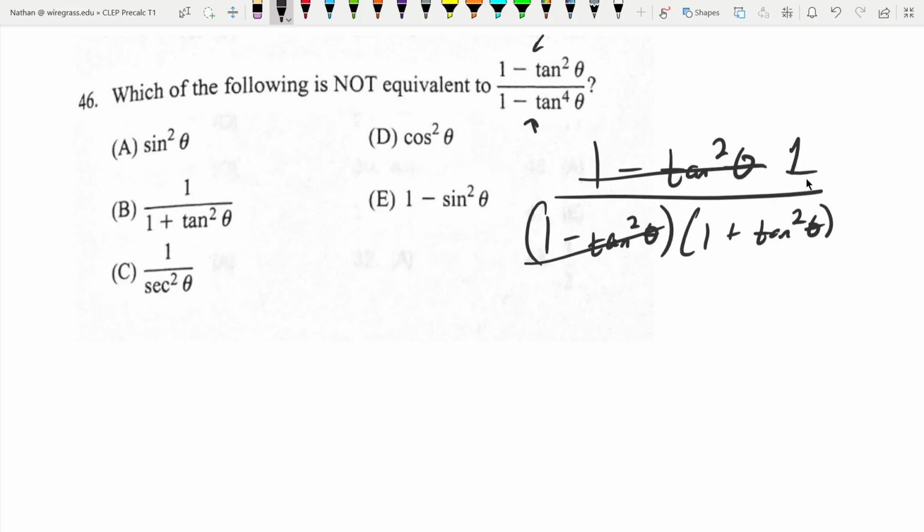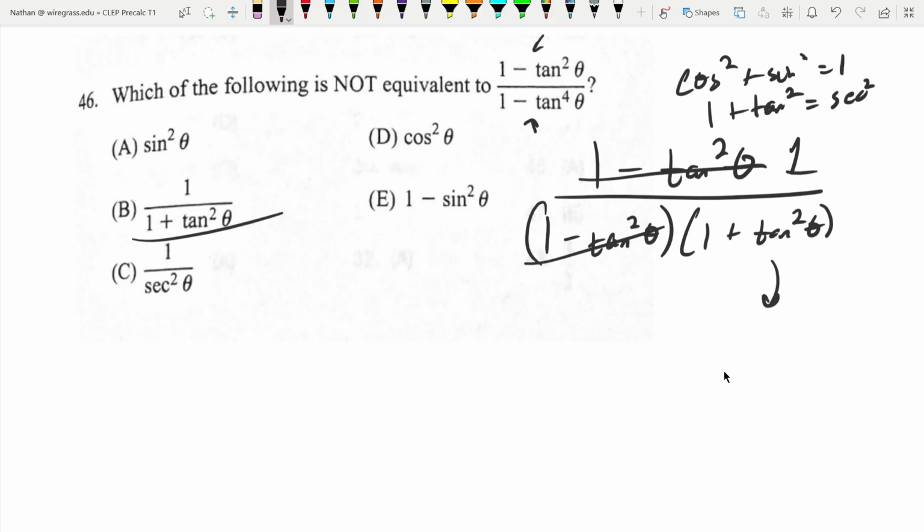So we get 1 over 1 plus tan squared theta. That's right here. Of course, 1 plus tan squared theta is a Pythagorean identity, just like cosine squared plus sine squared equals 1. If I divide through by cosine squared, I get 1 plus tan squared equals secant squared. So this is the same thing as 1 over secant squared.